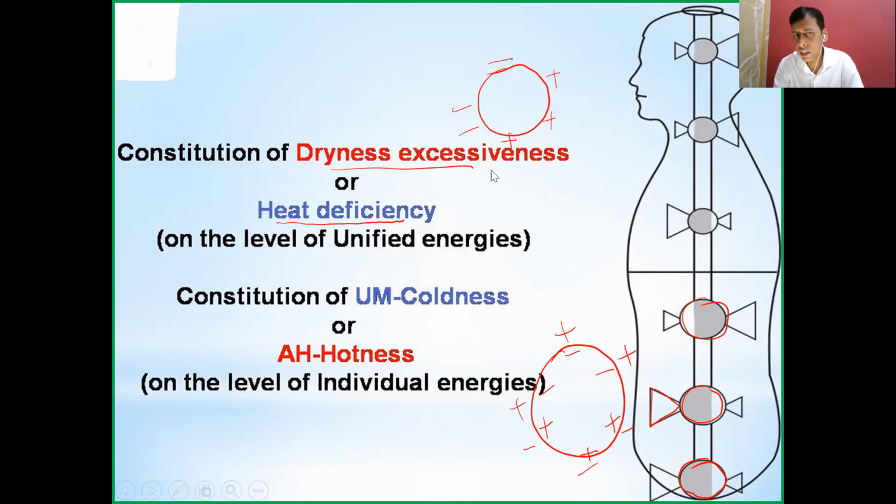One is dryness excessive: on the unit level this is dryness excessive or heat deficiency, and on the individual level this is coldness or hotness. This is also important: after diagnosing everything, giving the name is very important, whether we call this constitution a heat deficiency constitution or a dryness excessive constitution. We will discuss the criteria on which we decide whether this is dryness excessive or heat deficiency. Because if it is a heat deficiency constitution, then our treatment will start with tonification, and if it is a dryness excessive constitution, then our treatment will start with sedation.